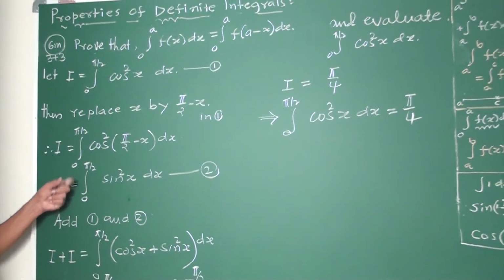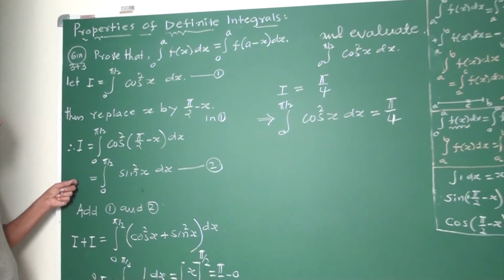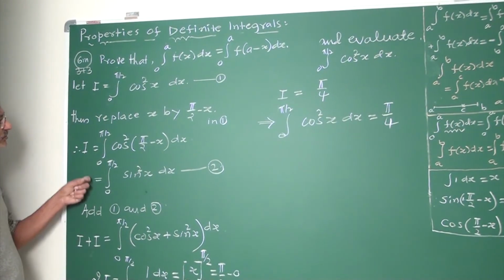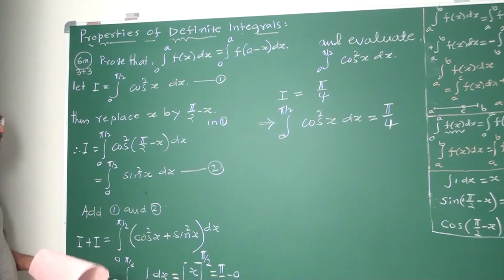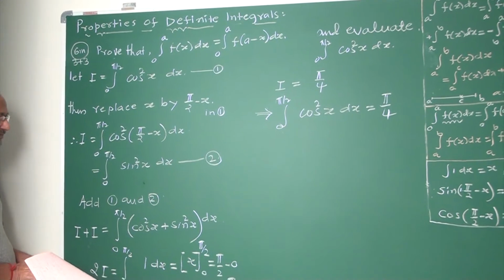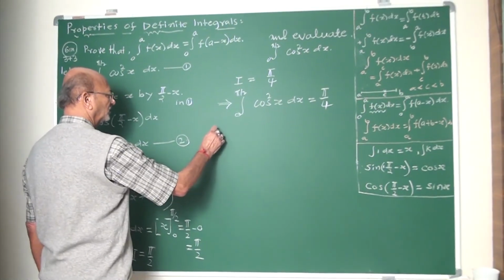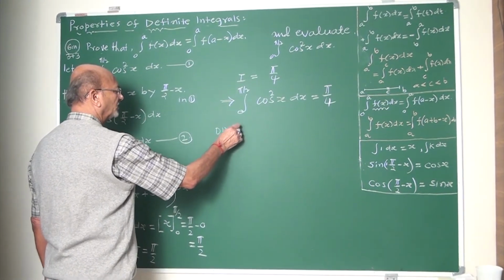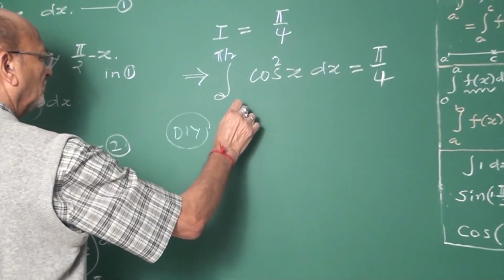Simple. Friends, along with the theorem, some examiners like this piece of example very much, my friends. Yes, parallel, you try as DIY. One, its friend is what? Sine square.